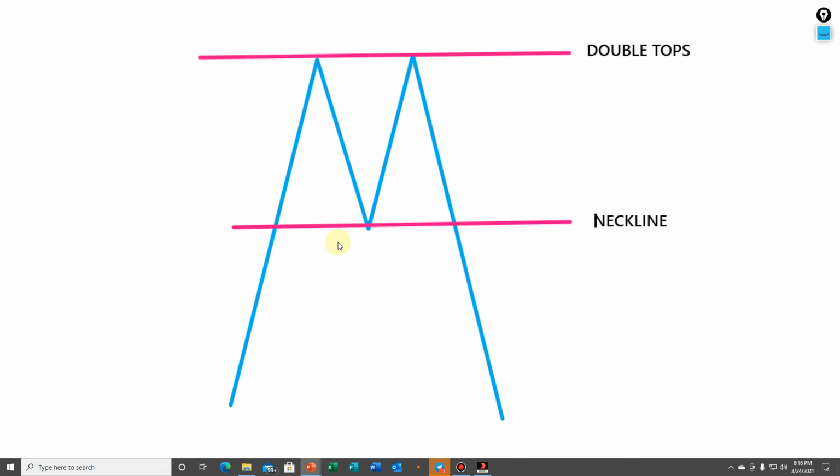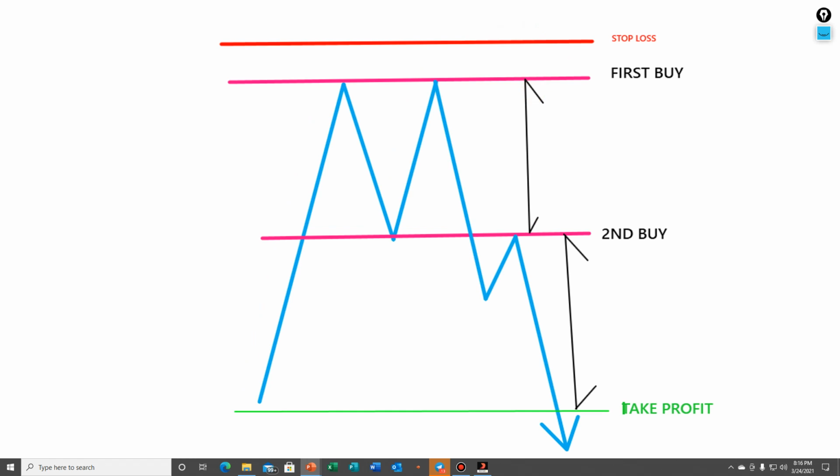Yeah, so we've discussed this. So the next one is the double tops. The double top is basically just the opposite of the double bottom. Here we know the neckline is here and the double tops are there. So how do we trade it? We trade it like this.